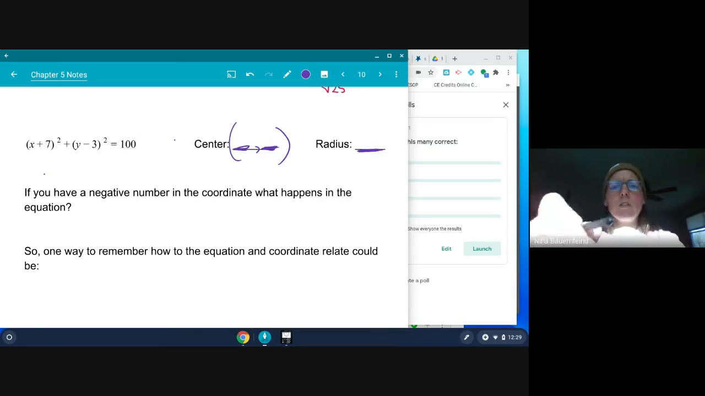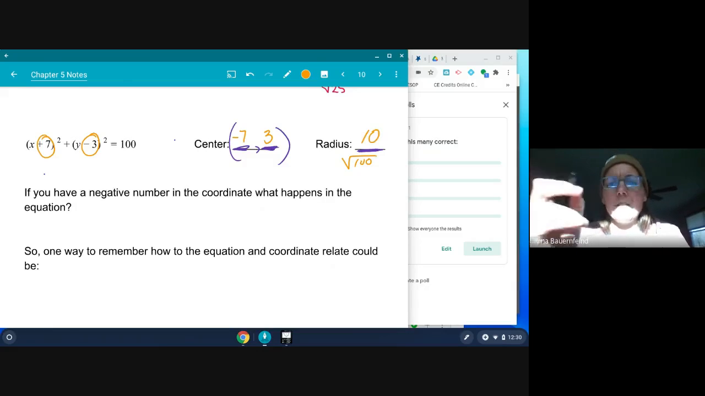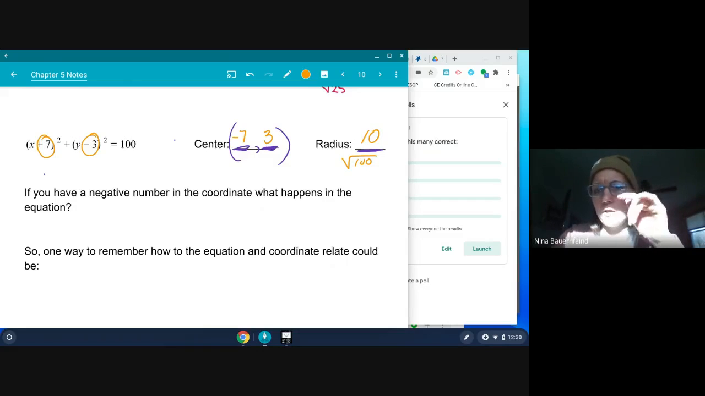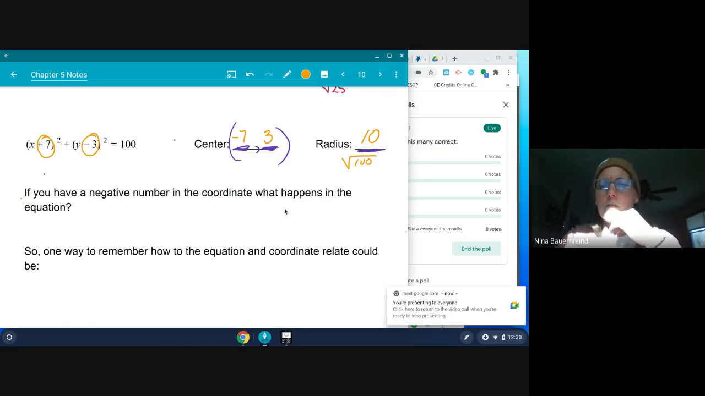All right, so here's what we get. Since this is a +7 in the coordinate, it's going to be -7. Since this is a -3 in the coordinate, it's going to be a +3. The radius is the square root of 100, which is 10. So there's 3 parts there: -7, 3, and 10. I want to know how many you got correct. Did you get 0 correct, 1 correct, 2 correct, or all 3? That includes the sign. Okay, so I want everybody to answer. Did you get 0, 1, 2, or 3 correct?